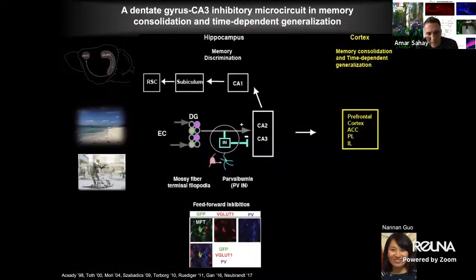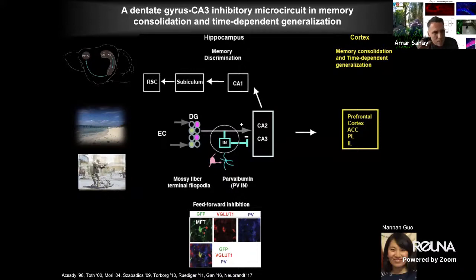So this is the circuit, the microcircuit of interest. It's the granule cell parvalbumin inhibitory neuron CA3-CA2 microcircuit. As many of you know, and I've heard from talks earlier today and the last few days, granule cells have axons called mossy fibers that release glutamate onto thorny excrescence-like spines of CA3 neurons and CA2 principal neurons. CA2 principal neurons don't have thorny excrescence-like spines. It's a characteristic of CA3 neurons.